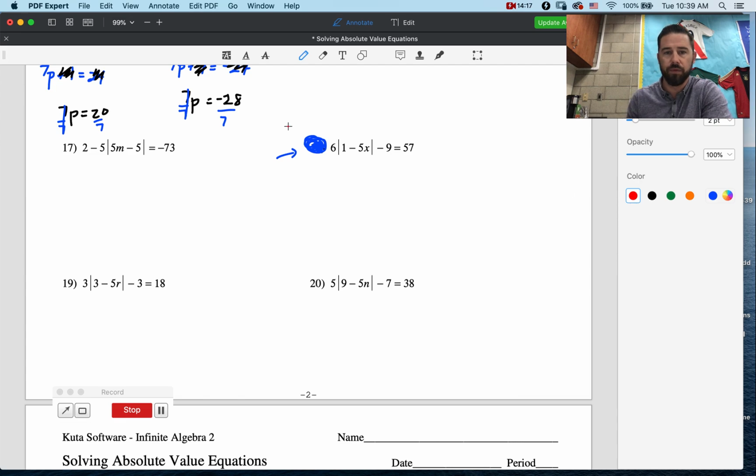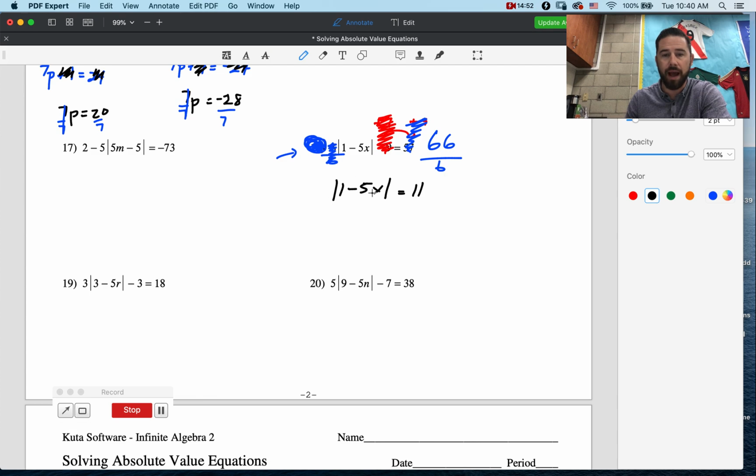Okay? So first things first, get this 9 over here. Plus 9, plus 9. Okay? Really important. So what's 57 plus 9? 66? Is that what it is? Okay, so over here on this side, we get 66 now. Okay, the 6 is stuck here. How do I get rid of that? Divide by 6, unstuck, right? So it looks like I have absolute value of 1 minus 5x equals 11, okay?